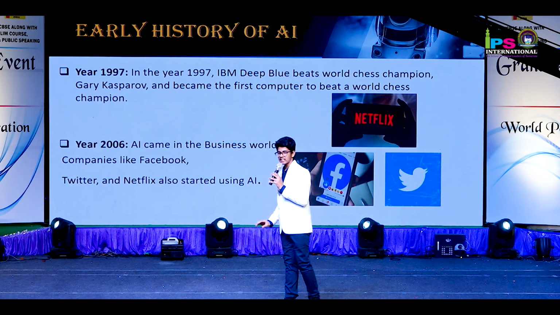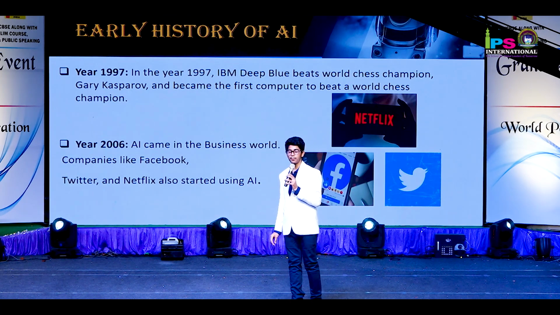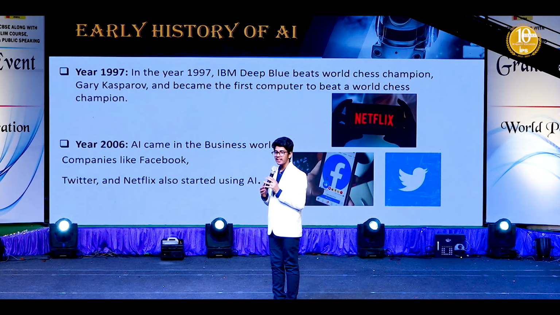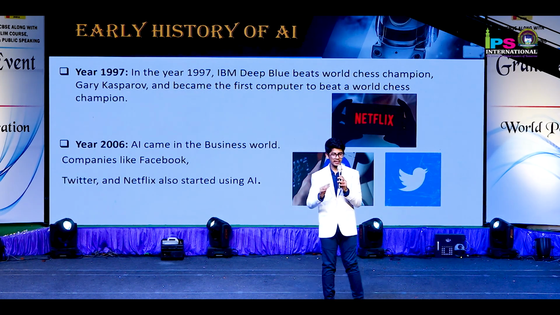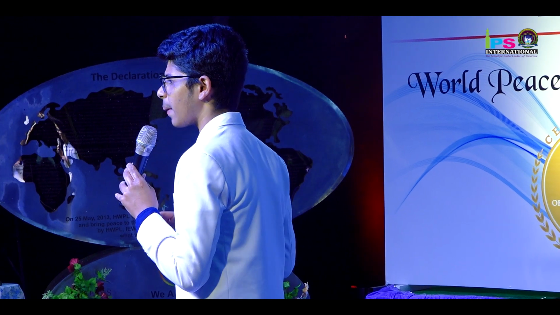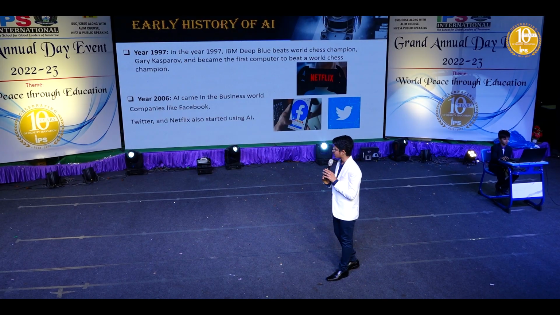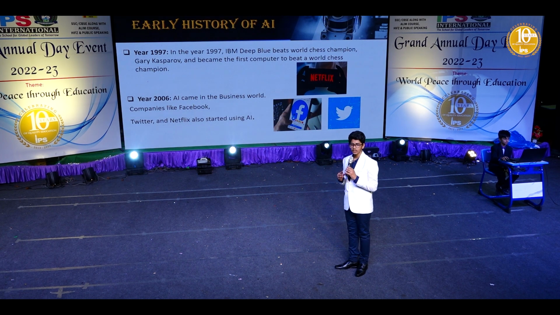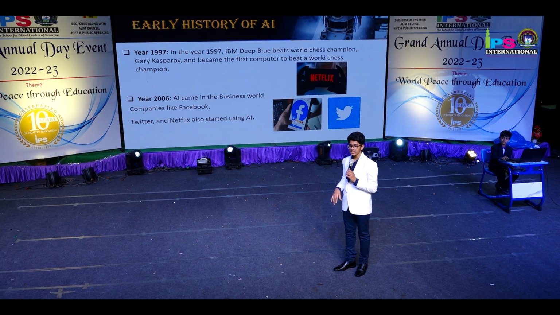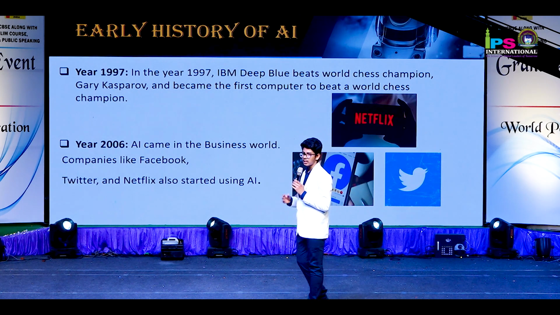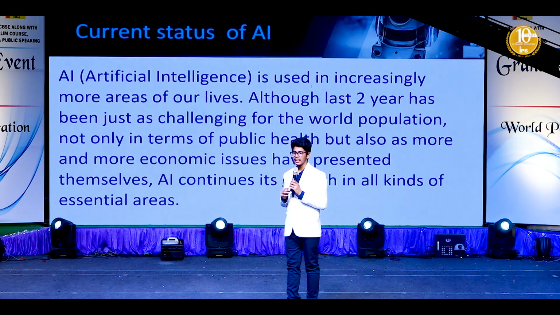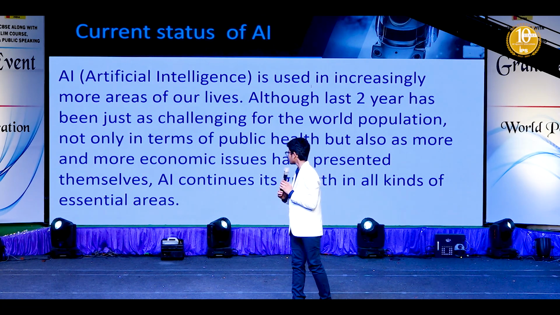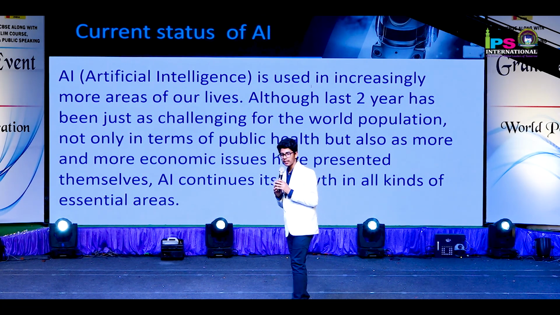In the year 1997, IBM Deep Blue, a computer, beat the world chess champion, Garry Kasparov. By this time, AI was growing too rapidly and it was ahead of humans in the race of intelligence. In the year 2006, companies like Facebook, Twitter, and Netflix started using AI. And by this time, AI stepped into the business world. This was the early history of AI.